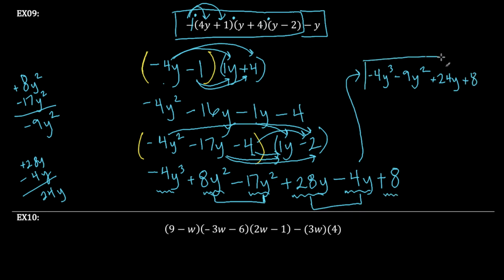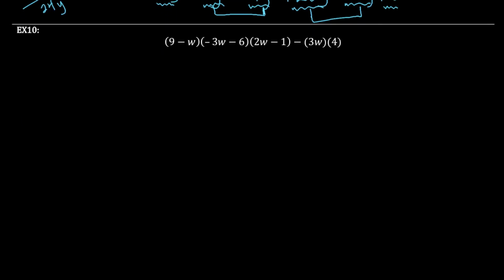Whew. Took some energy. So this is our last example. So we have, if you want the 1, we can put the 1 times 9 minus w times negative 3w minus 6 times 2w minus 1 minus 1 times 3w times 4. Okay, looks like there's going to be a lot of multiplication happening here. So we start off with 1, we multiply by all this. And then we subtract 1 times all of that. That one's going to be easy. I'll leave that for last.